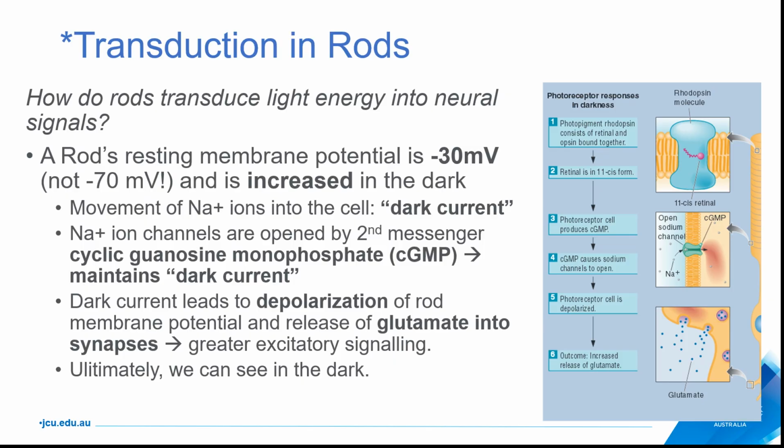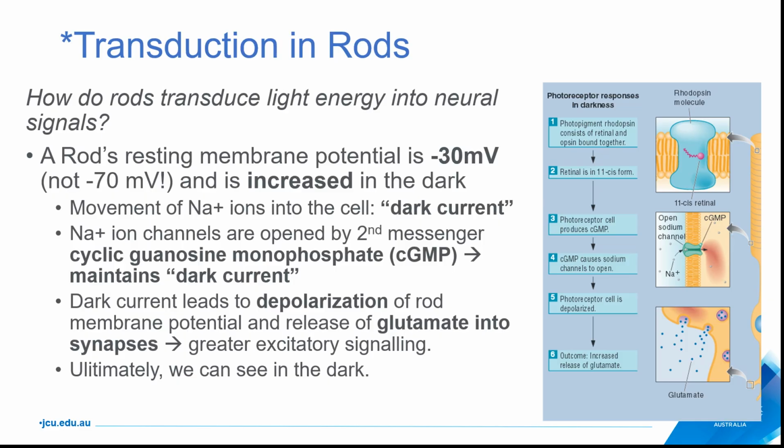All right, so now we come to 2 very important slides. I want everybody to take note. Remember this, very interesting information. How do rods transduce light energy into neural signals? EM energy into electrochemical energy in our retina. The surprising part about a rod is that its resting potential is not negative 70 millivolts. It's negative 30 millivolts.